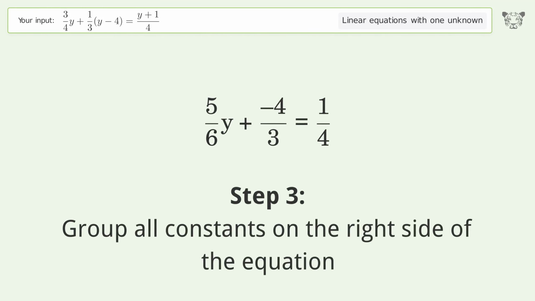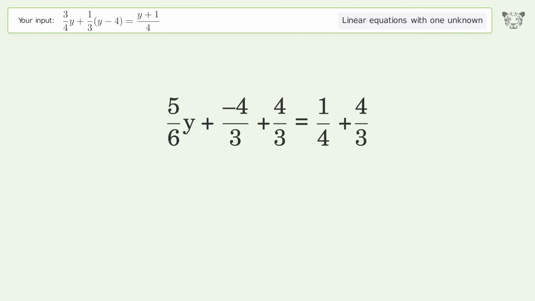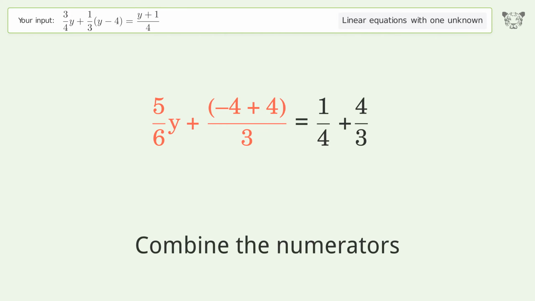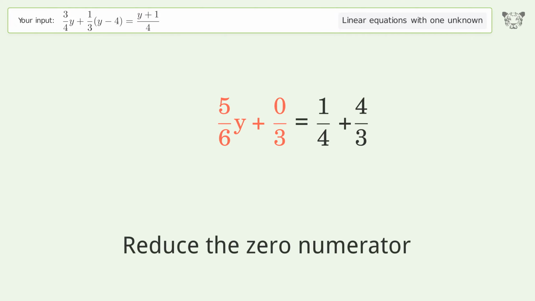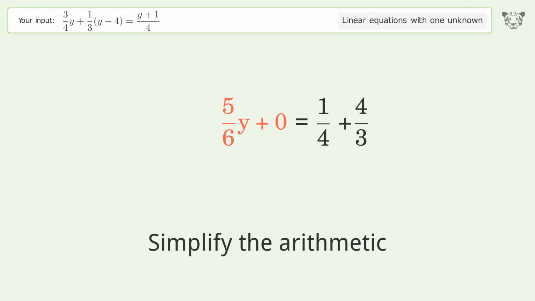Group all constants on the right side of the equation. Add 4/3 to both sides. Combine the fractions. Combine the numerators. Reduce the zero numerator. Simplify the arithmetic.